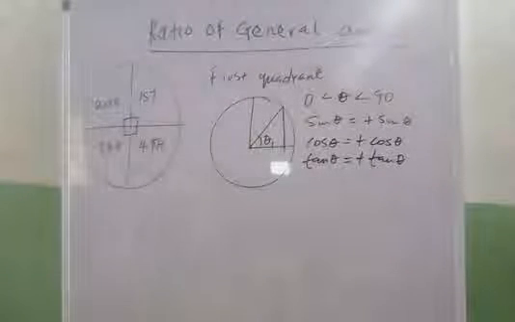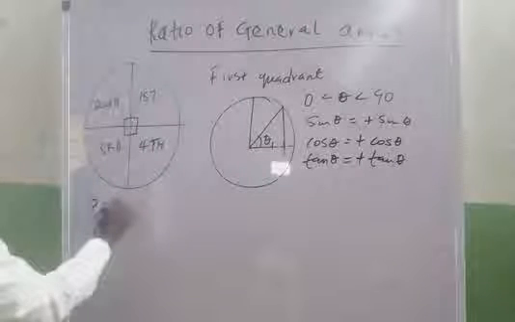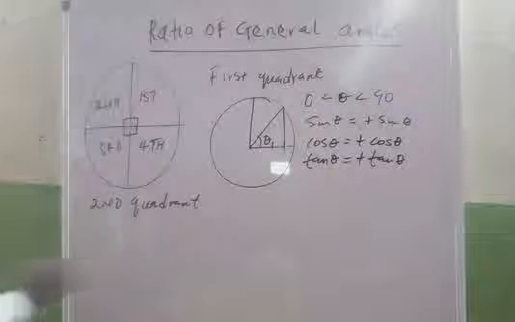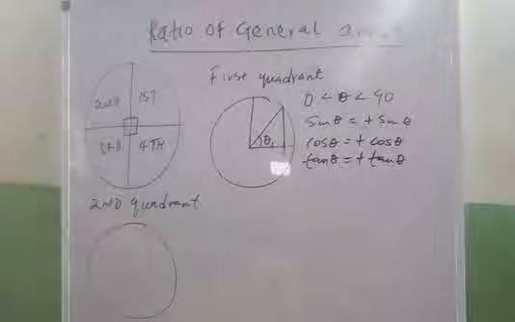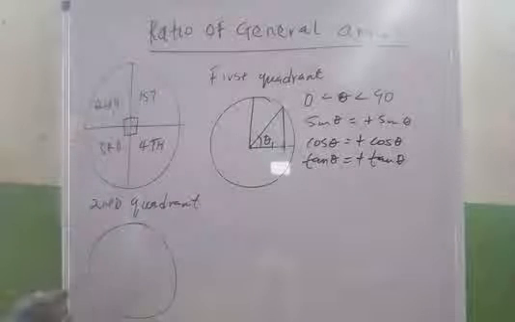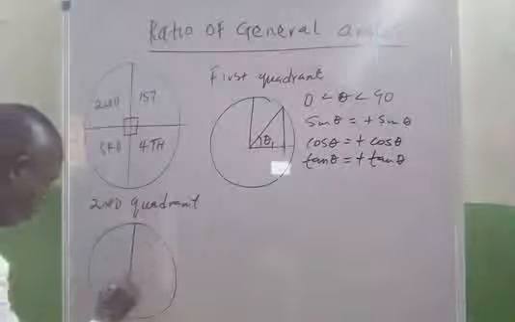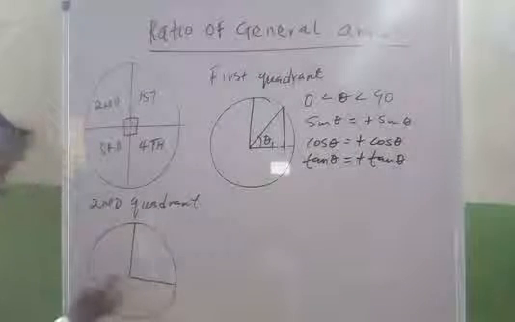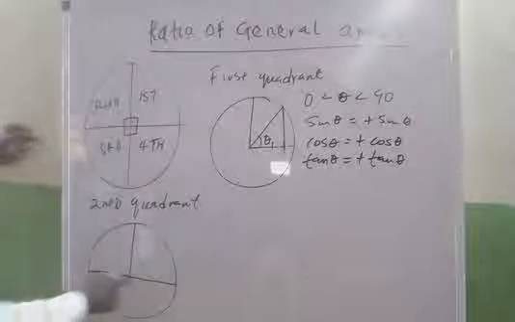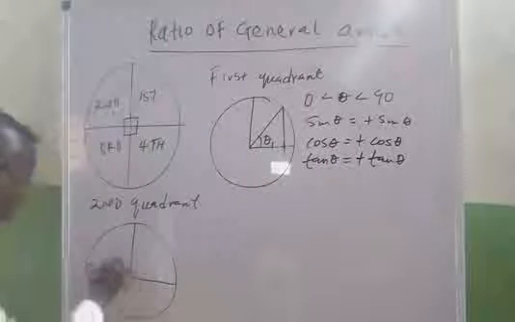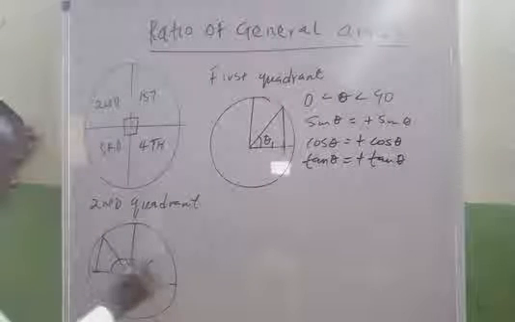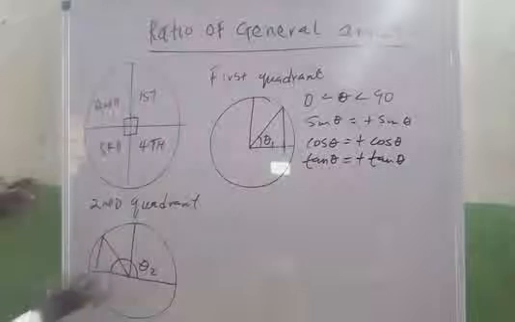Then we have the second quadrant. The angle in the second quadrant lies between here, you have your 180, between here, so you have the angle in this direction. So you have this angle theta 2. Let's take it as theta 2.